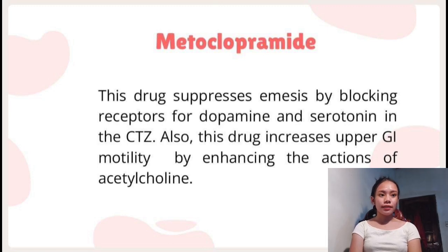This drug suppresses emesis by blocking receptors for dopamine and serotonin in the CTZ. Also, this drug increases upper GI motility by enhancing the action of acetylcholine. With high-dose therapy, sedation and diarrhea are common. Long-term high-dose therapy can cause irreversible tardive dyskinesia characterized by repetitive involuntary movements of the arms, legs, and facial muscles.